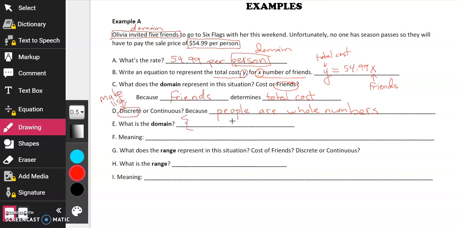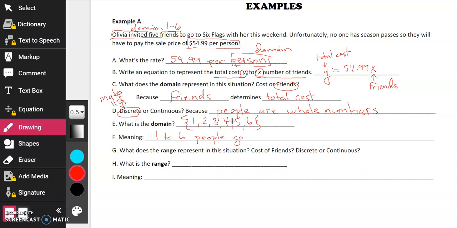And we do that inside of brackets, and I go and I look, well, how many people could it be? Well, we have Olivia, so it could be 1, and she invited 5 friends, so it could be up to Olivia and 5 friends. So it could be 1, 2, 3, 4, 5, 6. It could be any of those values, okay? So we have to list it out, and this means that 1 to 6 people go. Okay, they're going to Six Flags.